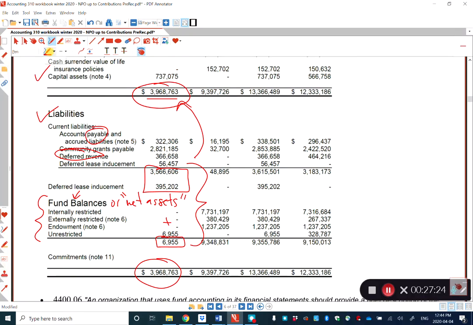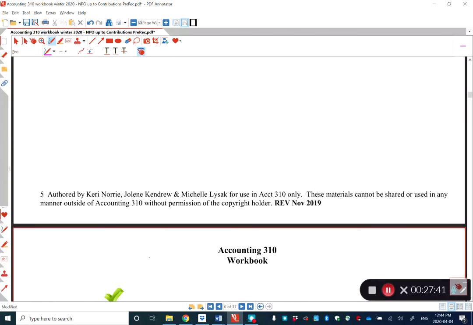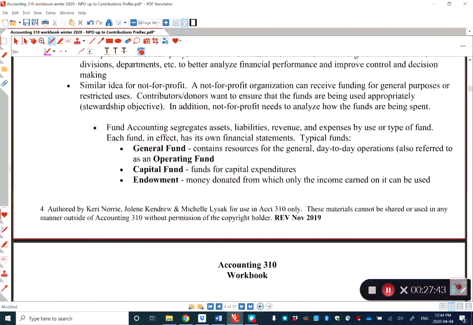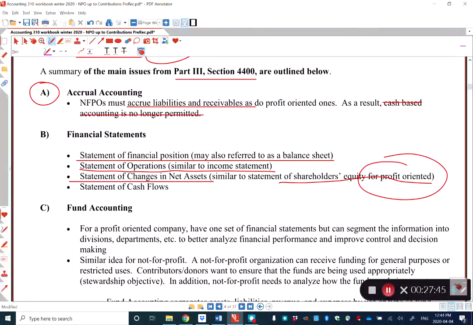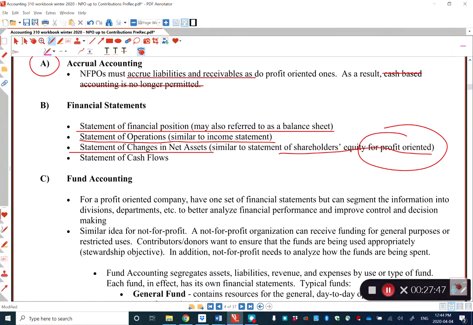Hey, where have we seen this before? Right here, right? 6955. So that just breaks out the reconciliation of how the fund balances have changed from the beginning of the year to what you ultimately see on your statement of financial position. Exciting, right? I agree. So floating back up here to talk about our statement of cash flows.